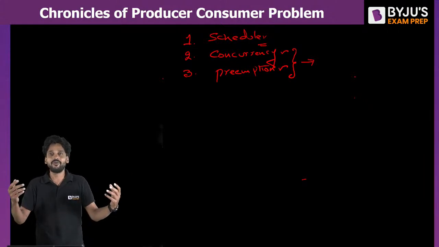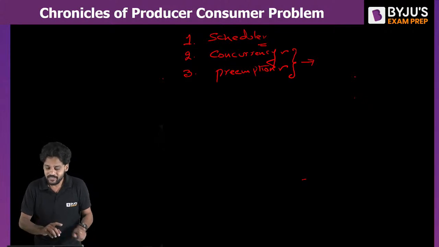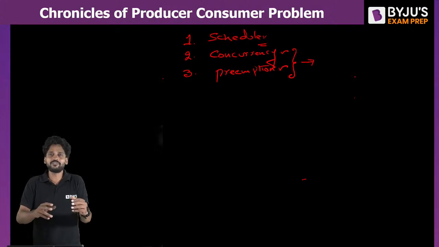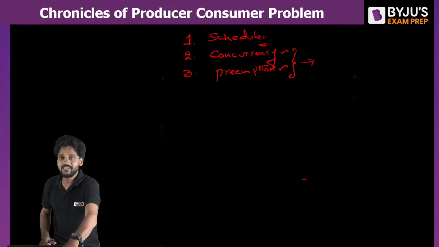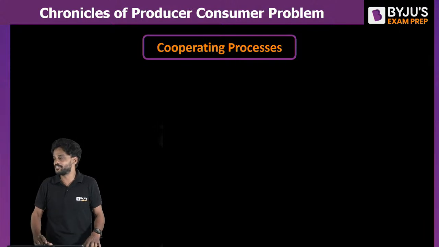I need to follow many algorithms. I need to resolve many things here. So this concurrency and preemption are going to put the operating system in n number of troubles. How, what, why? We're going to see right now. This is where exactly we're going to start the concept of synchronization.